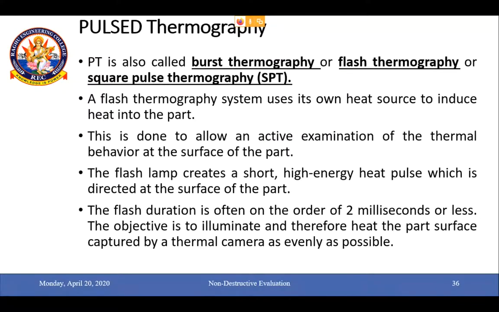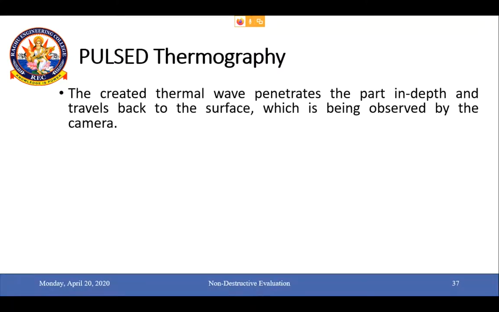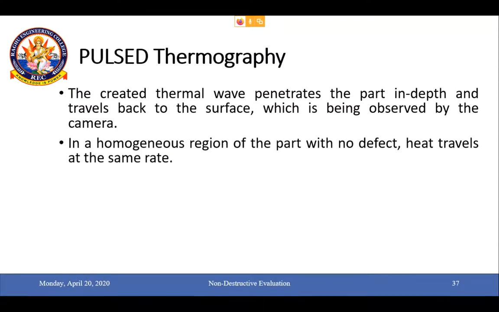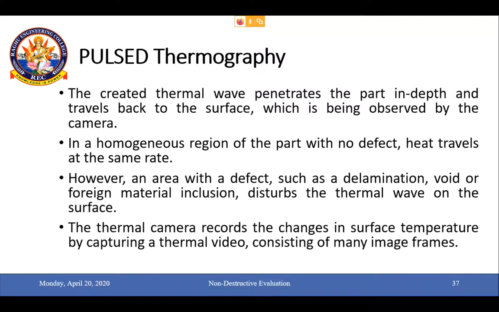And in this short duration, this flash will be heating up the surface, and it is going to create a thermal wave. This thermal wave penetrates into the object, and if at all any voids or any delamination, any defect is there, then it comes back, and this is captured by your camera. The thermal camera records this in the form of a video, surface temperature changes in the form of a video. That means it is going to capture the temperature initially, and then after a couple of seconds or maybe a couple of milliseconds, what is happening to the same temperature because of the propagation of the wave and coming back of the wave, obviously there will be a change in the surface temperature.